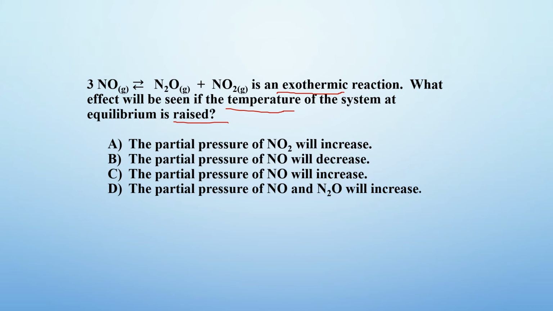Because the Q is on the right hand side, this is the exothermic reaction. So if we increase the temperature, that means we're increasing the amount of energy on the side of the product. So that will make the reaction shift to the left. So that will generate more of the reactant, so the concentration of NO is increasing.